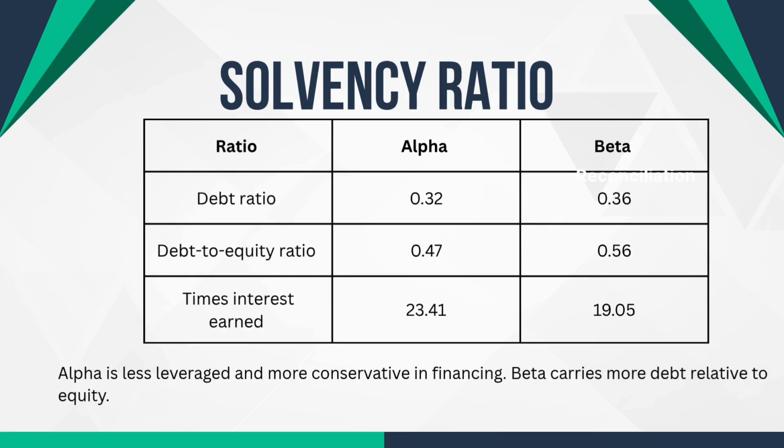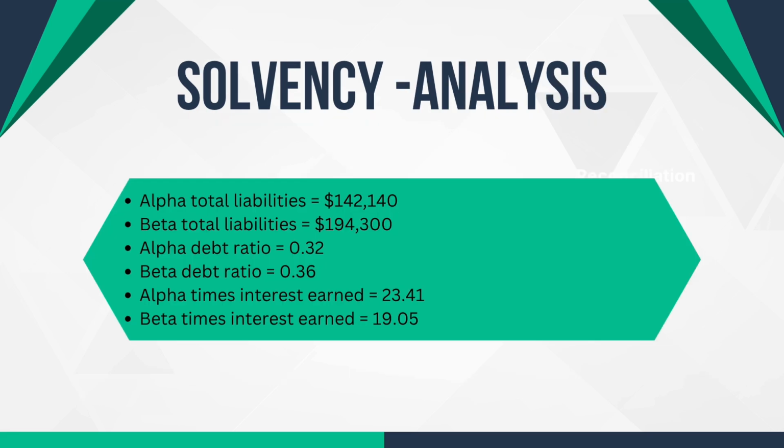We can talk about the solvency ratios. As you see, the debt ratio of Alpha company is 0.32 and Beta company is 0.36, and also the debt to equity ratio is 0.47 for the Alpha company and 0.56 for the Beta company. And also times interest earned for the Alpha company is 23.41 and for the Beta company is 19.05. So Alpha is less leveraged and more conservative in financing. Beta carries more debt relative to equity.